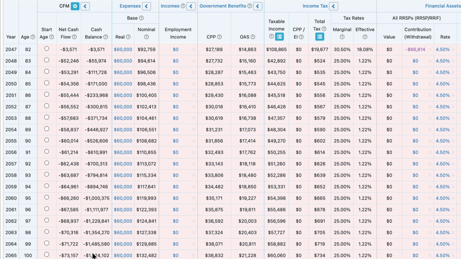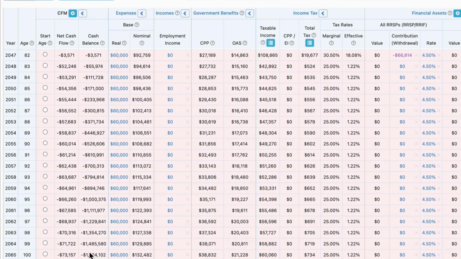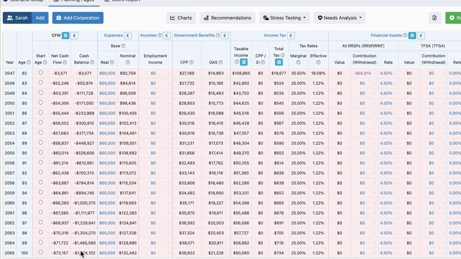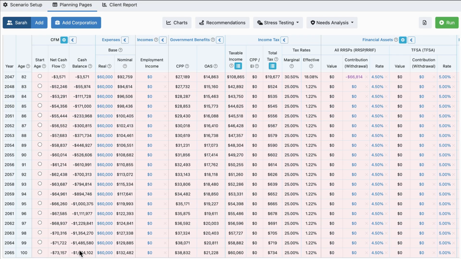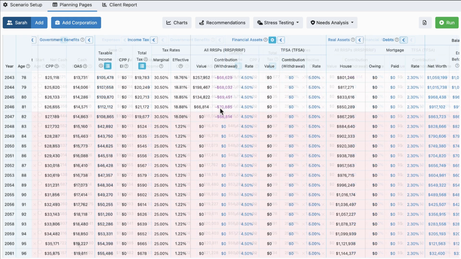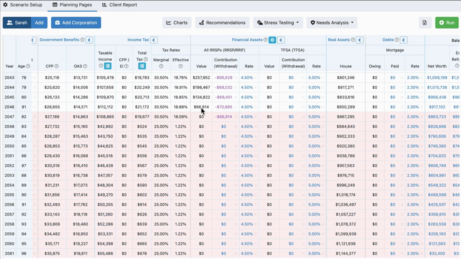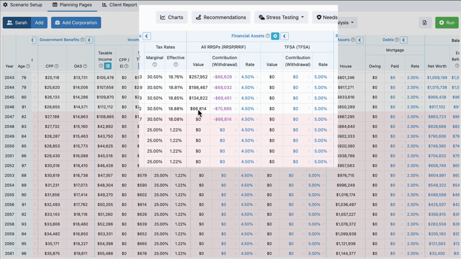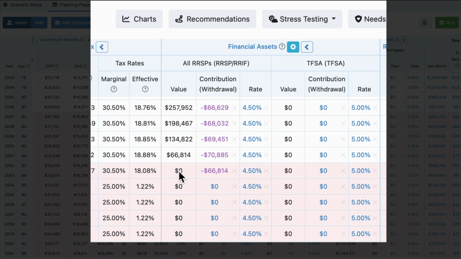Snap automatically creates a simulated loan for her, showing how much she will need to borrow each year to meet her desired expenses, as well as how this debt grows over time at a constant borrowing rate. By reviewing this plan further, we can identify the reason for this shortfall. In the financial assets section, we can see that all of her assets have been depleted.